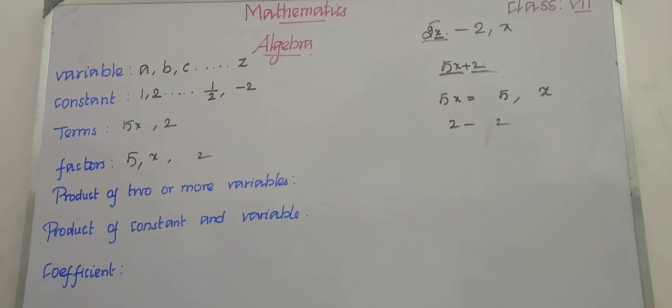Did you all understand? First of all, we have learnt about variable. Variable means simply the English alphabets, that is a, b, c, d, etc. up to z.